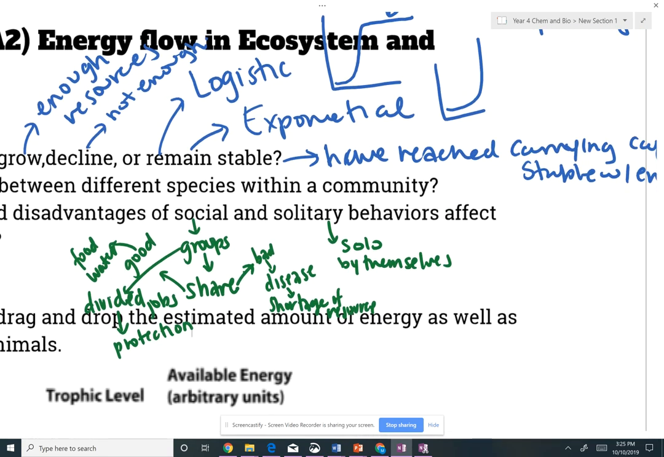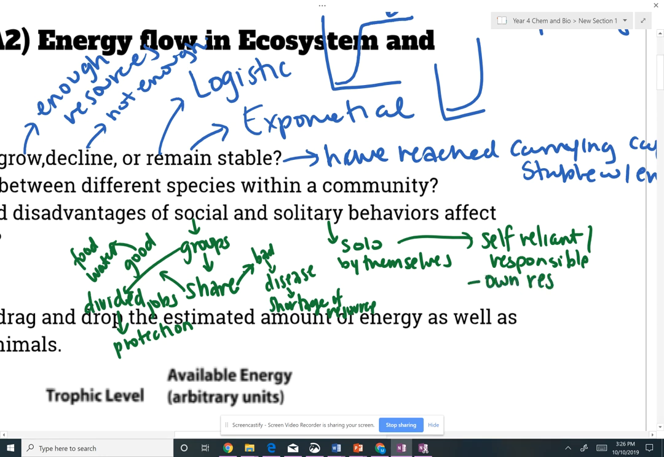If you are by yourself, the big thing is that you have to do everything yourself. So you are self-reliant, which means that you are responsible for everything. If you don't find food, you don't have food. If you found food, then you have lots of food. You are responsible for yourself, so you have to find your own resources and make sure that you have enough for you.